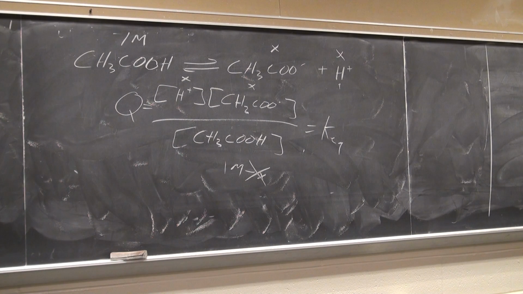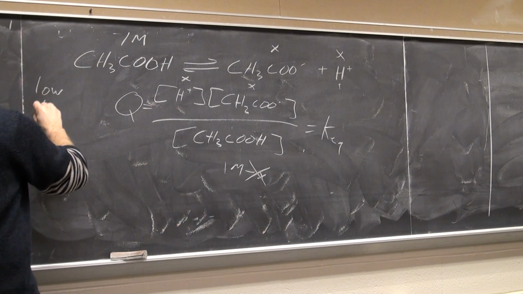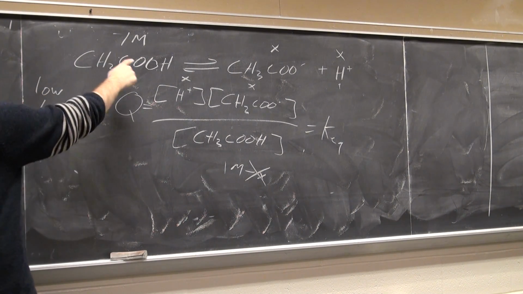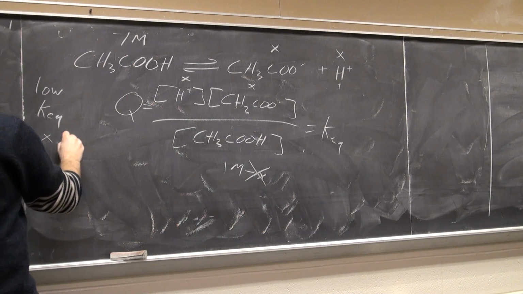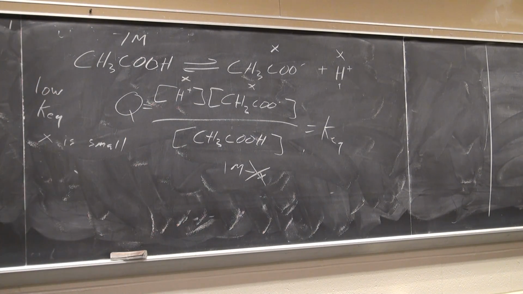Now, is that always the case? You can just disregard the 1 molar minus X? Yeah, so if it's a weak acid, yes, or a weak base. So if the KEQ is low, low KEQ tells you that X is small. For a high KEQ, so what if the KEQ is 1 times 10 to the 5th?